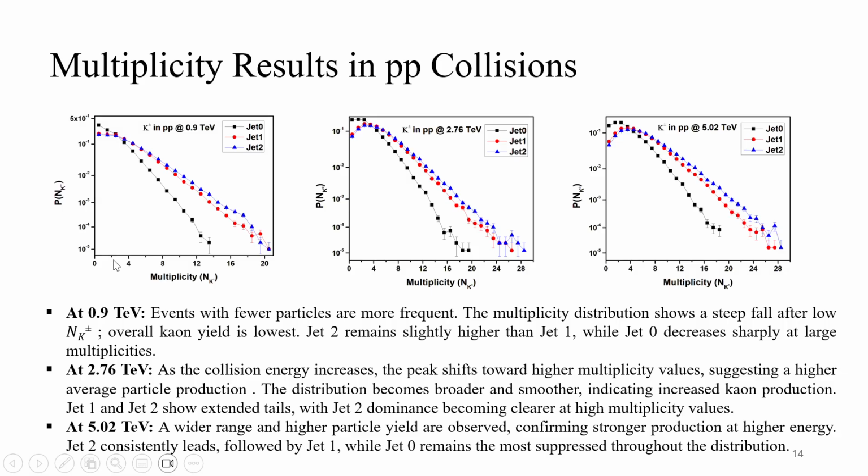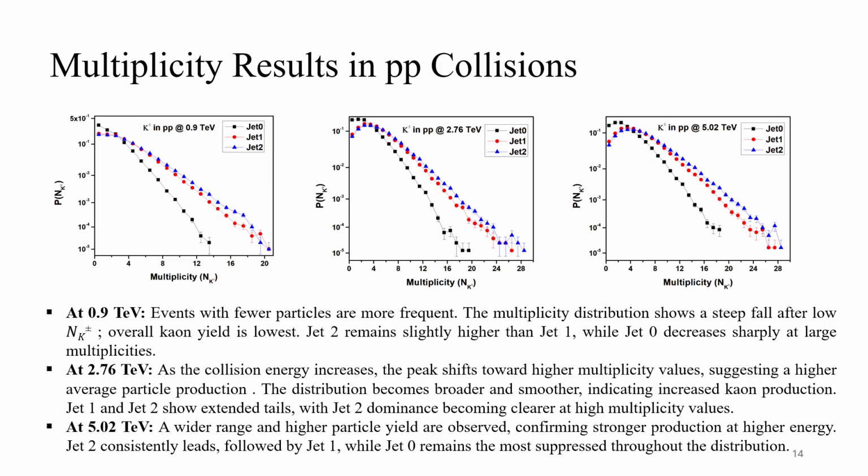But as you increase the multiplicity, the distribution shows a steeper fall. It means the overall Kaon yield is low. Also, with varying the amount of energy, like here is 0.9, if you increase the energy up to 2.76, you will see that as the collision energy increases, the peak shifts towards the higher multiplicity, which basically suggests that average particle production is now more.